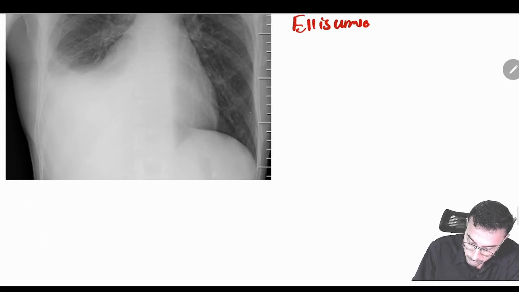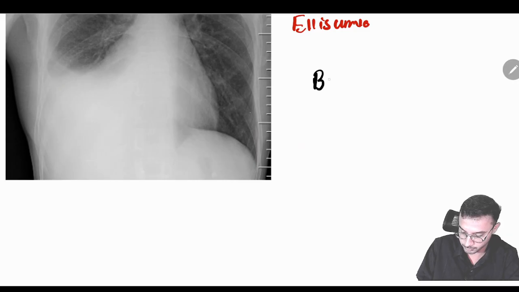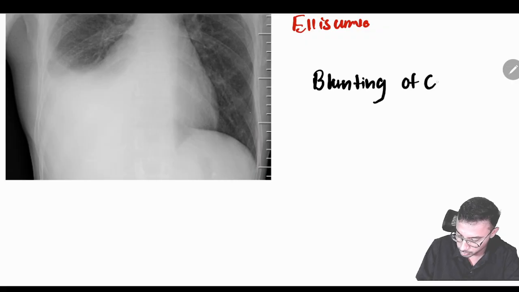And you can see over here there is a blunting of the costophrenic angle. Where are you going to find this blunting of the costophrenic angle? In pleural effusion. Blunting of costophrenic angle, right?